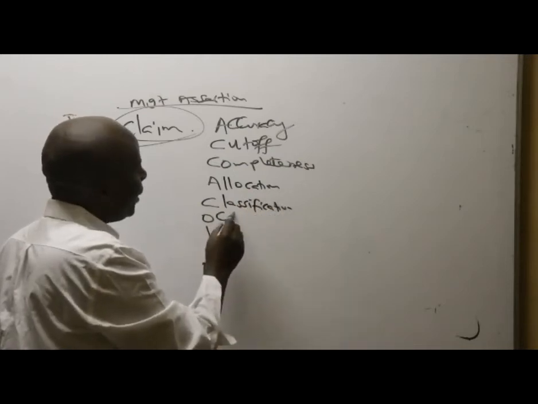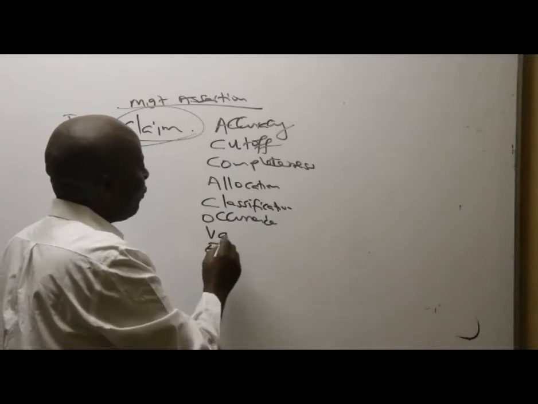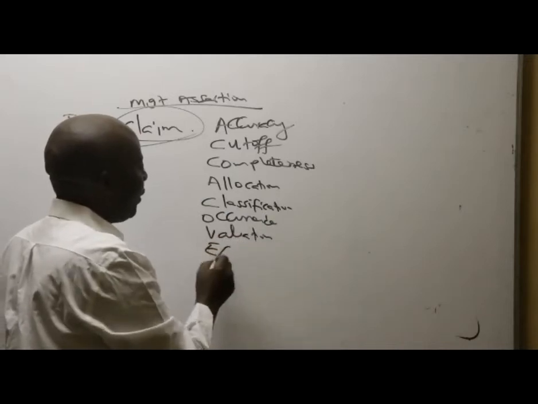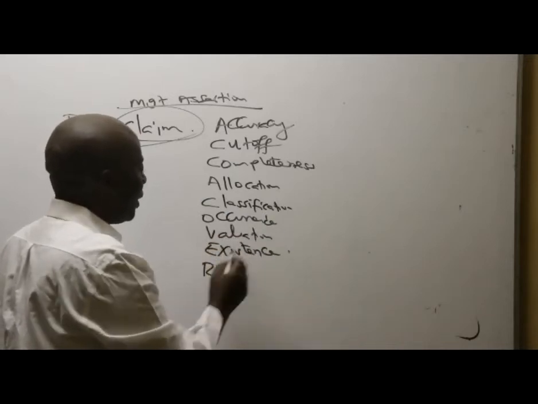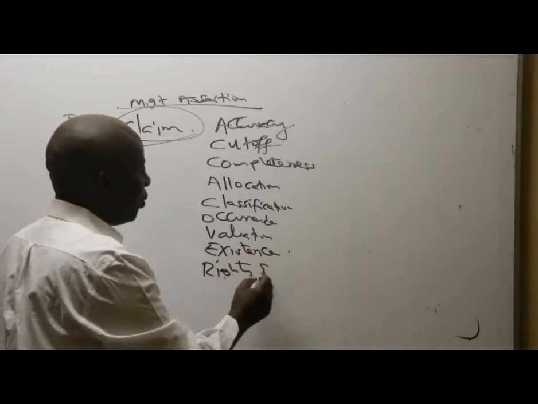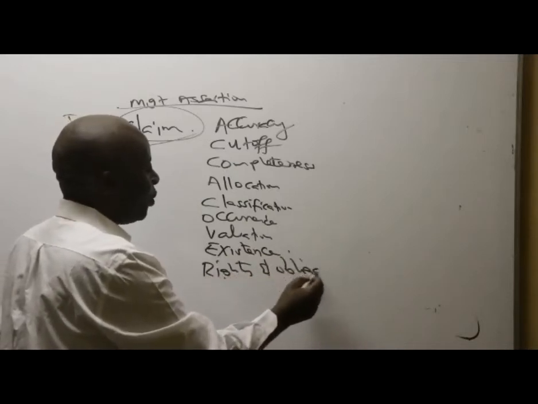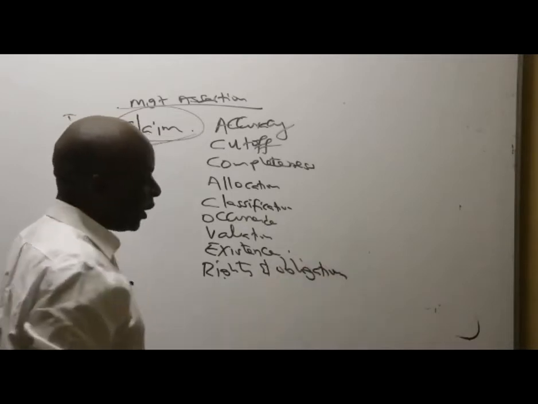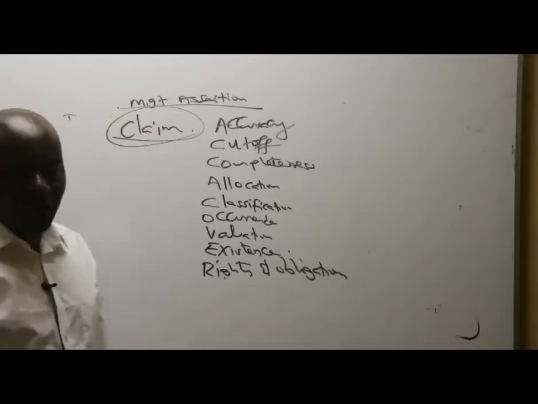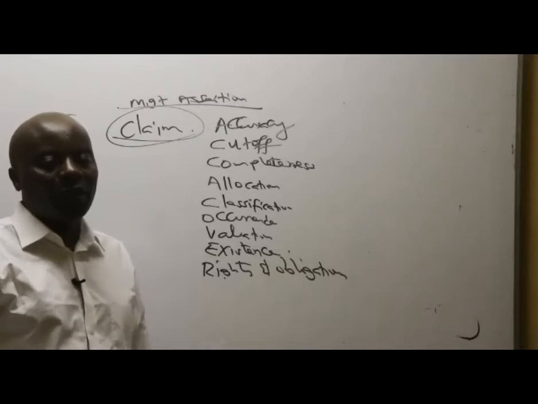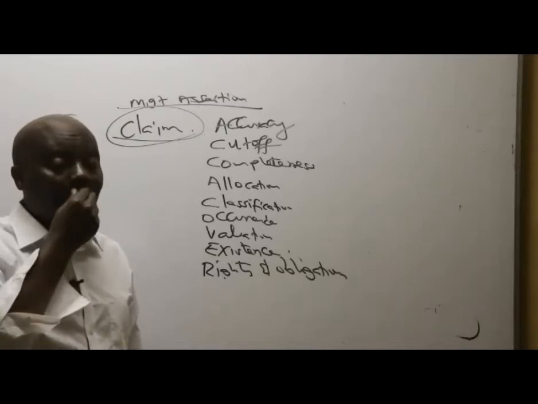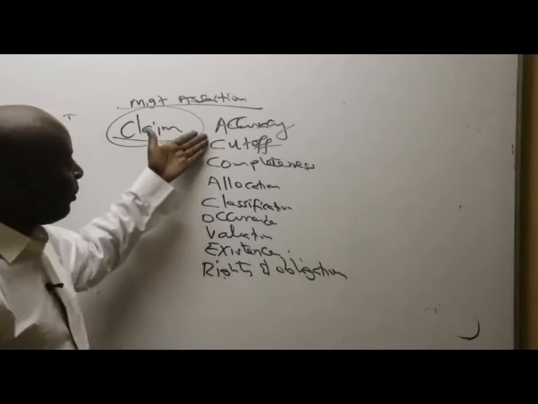We have in this case here occurrence. We have valuation. We have existence. We have what we call rights and obligations. Please let me know whether you've been able to copy this very fast.